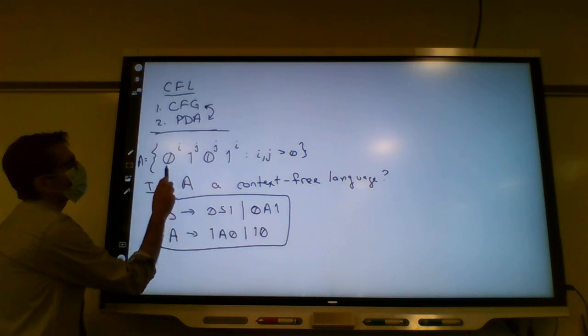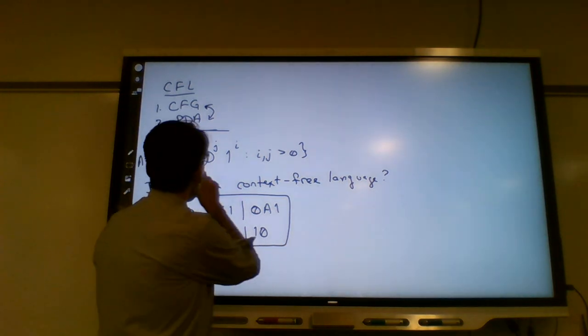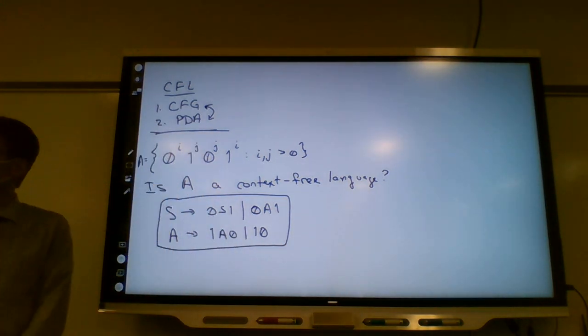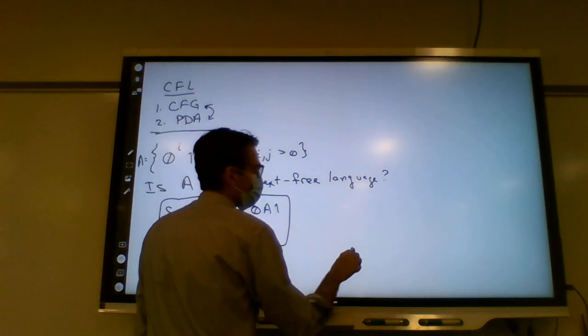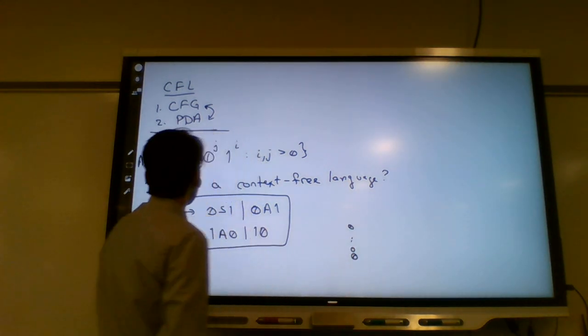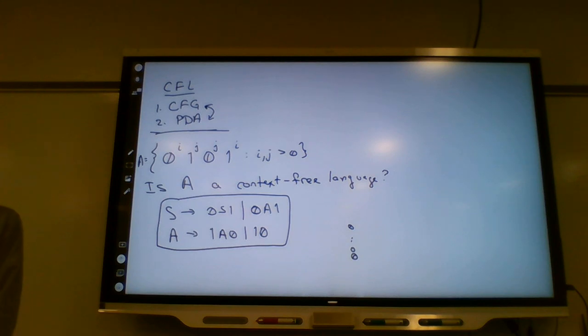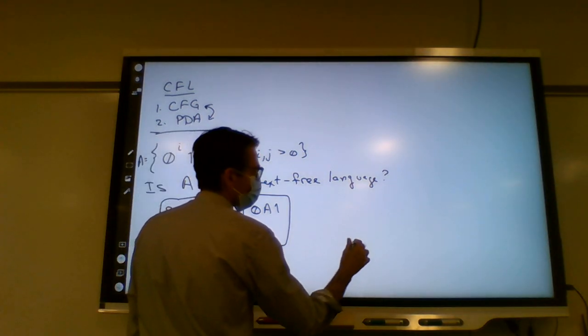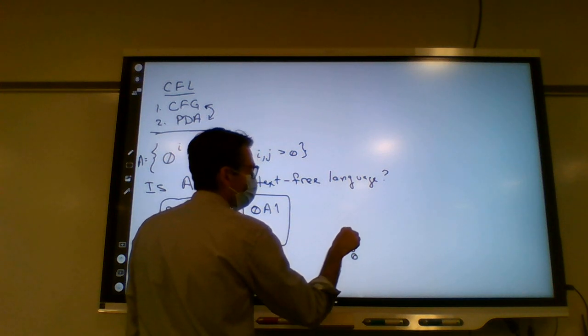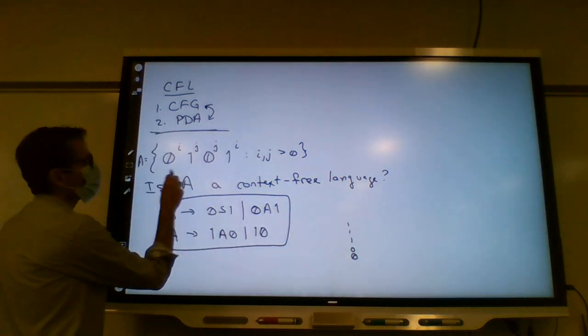Let's think what we could do. We could go through and push all the zeros onto the stack. So we have all the zeros on the stack. Then when you run into the first one, what do you do with it? Push all the ones on, right? So we push all the zeros, and then all the ones, doing this portion.